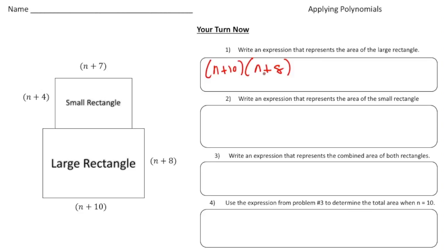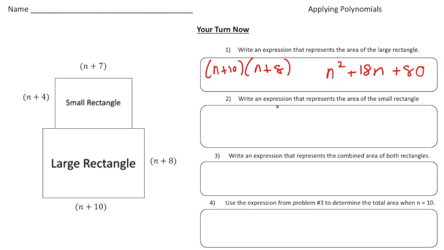So n times n is n squared. The outside term is 8n. The inside is going to be 10n. So add those together and you get 18n. And then we multiply the last 2 terms. 10 times 8 is 80.